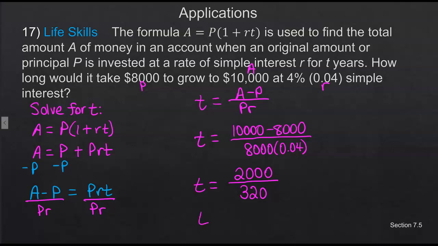After dividing, we find it will take 6.25 years for our principal of 8,000 to grow to 10,000.